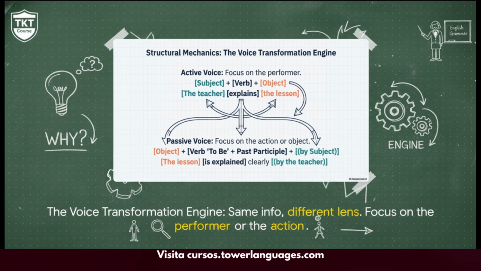So in the active voice, the person doing the action is front and center. The teacher explains the lesson. Simple enough. But we can totally re-engineer that sentence to put the spotlight on the thing being acted on. The lesson is explained. See that? The core information is identical. All we've done is change the camera angle, the lens we're looking through.